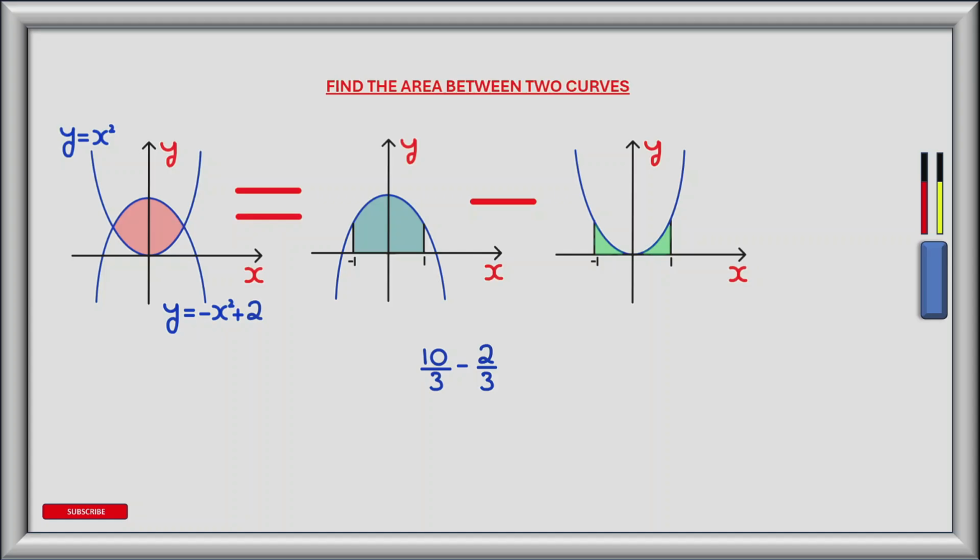And so the area of the red shaded region is the area of the blue shaded region, which we've calculated as 10 divided by 3, minus the area of the green shaded region, which we've calculated as 2/3. And so the area of the red shaded region is equal to 8 divided by 3, and this is our final answer.